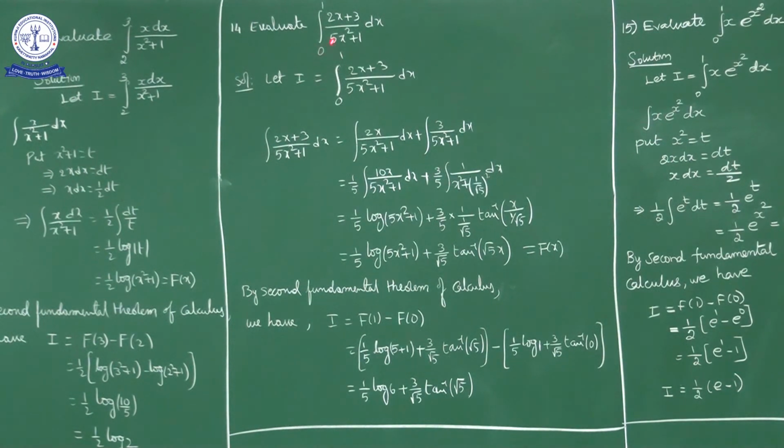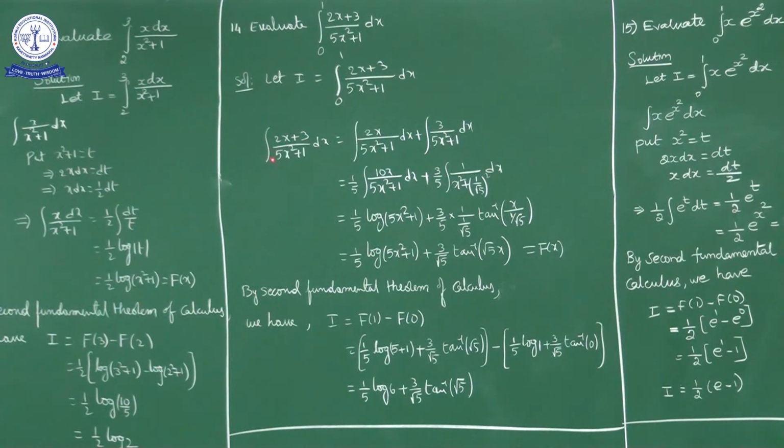Evaluate integral 0 to 1 of 2x plus 3 upon 5x square plus 1 dx. Now here the lower limit is what? 0. Upper limit is what? 1. So a is equal to 0, b is equal to 1. Okay. Now first of all, I will calculate this indefinite integration.